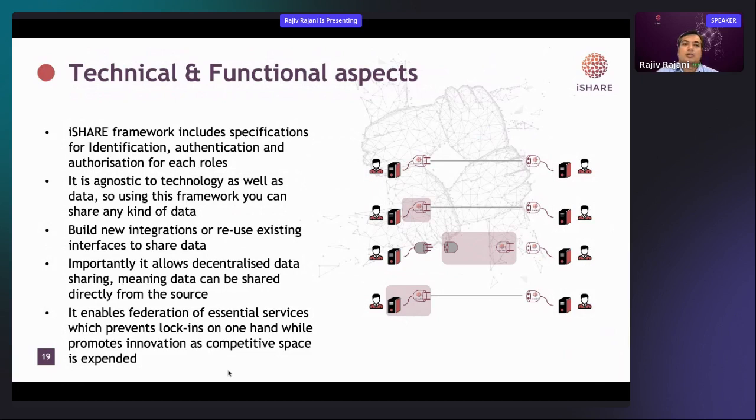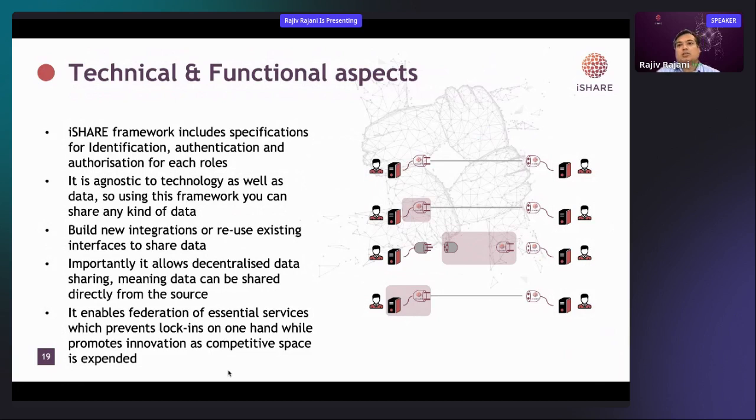The implementation of the specification itself is agnostic to any technology stack, so you can use any technology stack you prefer, because these are just API specifications. And you can of course use them to build new integrations with new partners, or you can update your existing integrations with existing partners to start using this mechanism for identification, authentication, and authorization.